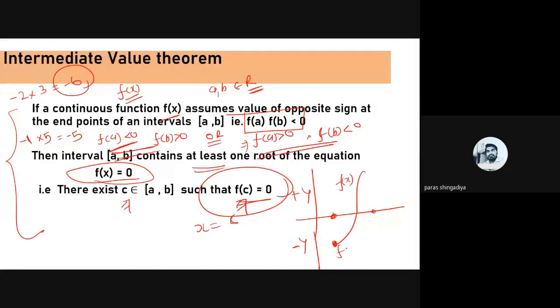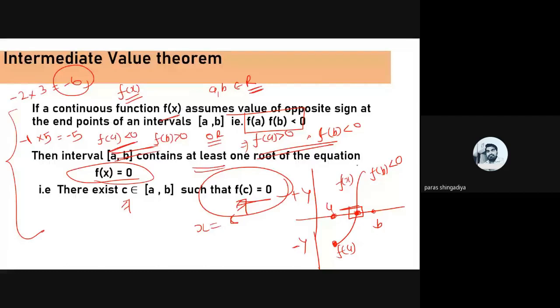So let us consider f of a at the point a is negative, at the point b, f of b is positive, clear? So this is our range a and b, and we have to derive the value which is our required answer. This point is our required answer because at that point the function becomes zero. So this is the meaning of the intermediate value theorem.